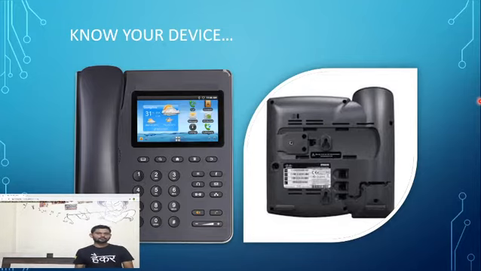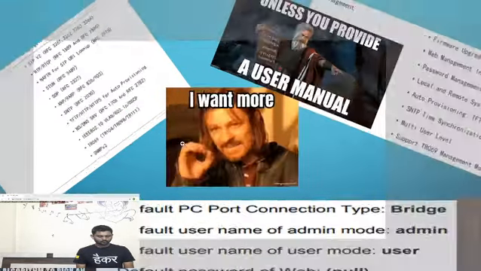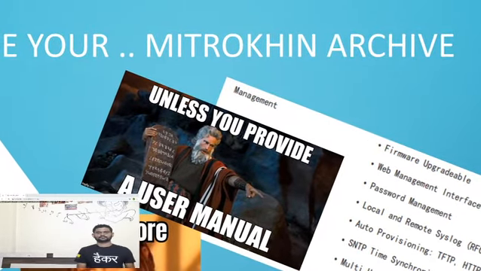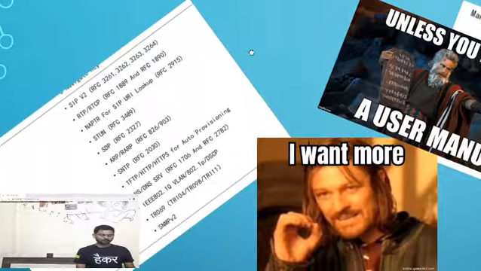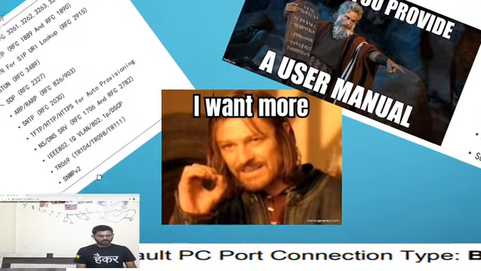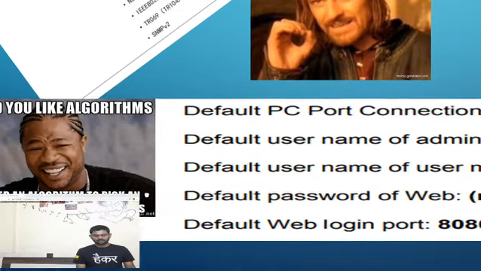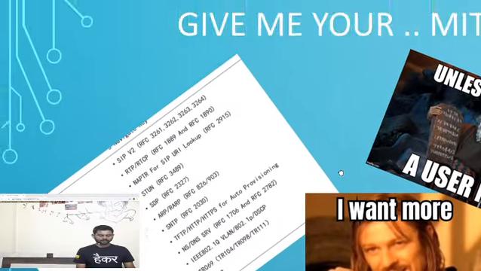Once you understand your device, then you should always be like this: I want more, I want more, I want more. You should be asking for your vendor's archive. Give me every possible detail of this device, which includes but is not limited to a product specification document, a user manual, an algorithm management document, and a magic number document. So let's see what it is.